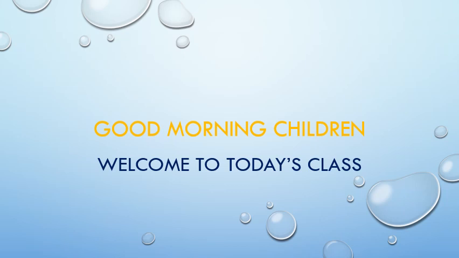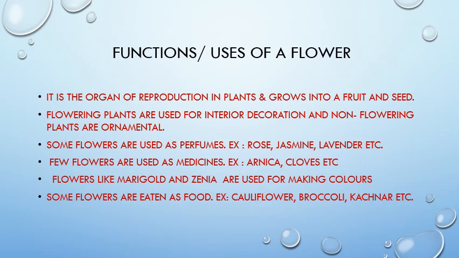We are left with the last part of the lesson, that is structure and function of living organisms, plants. So today's class, we are going to discuss the uses of a flower. Last class we discussed the structure of a flower, where it has four parts: the sepals, petals, stamens and pistil. So today we are going to discuss the uses of a flower.